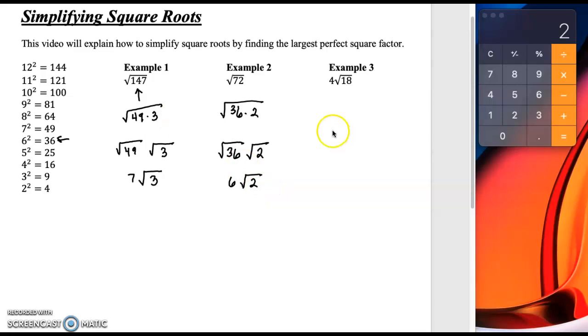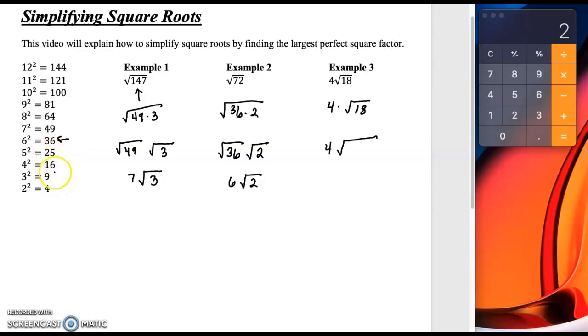All right, our third example, we have 4 root 18. And sometimes you'll notice that we have a number in front of the square root, and that just means that it's multiplying. So this just really means 4 times root 18. So we're going to handle the root 18, and the 4 is sort of going to come along for the ride. So the 4 comes down, and the 18 we're going to look at, and we're going to think, okay, what perfect square goes into 18?